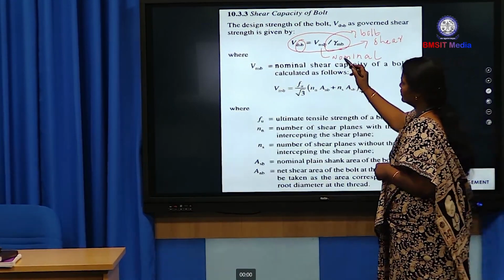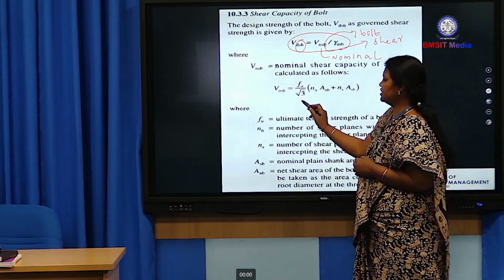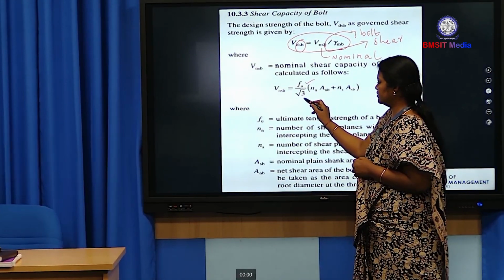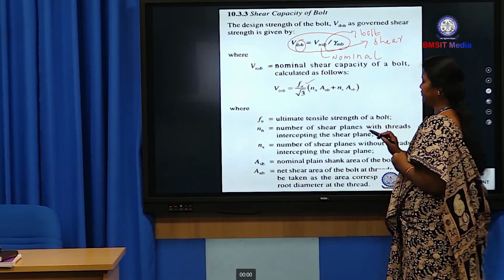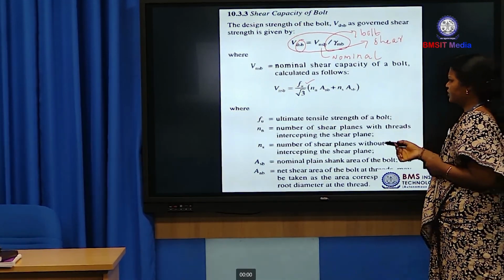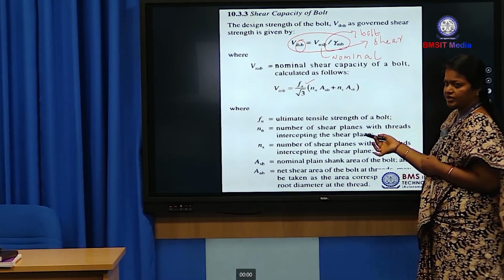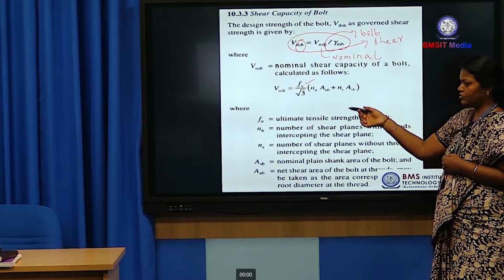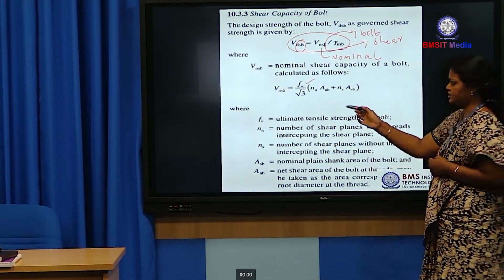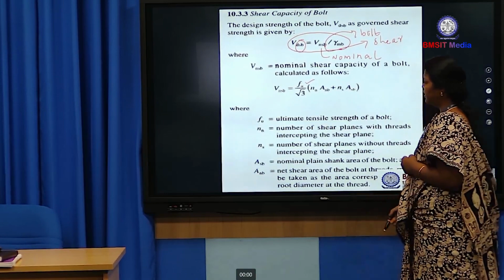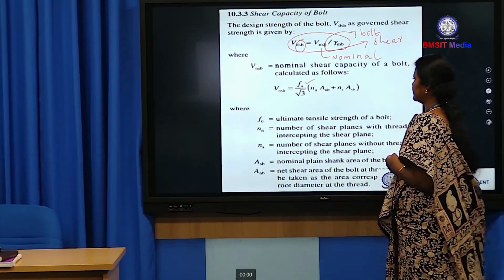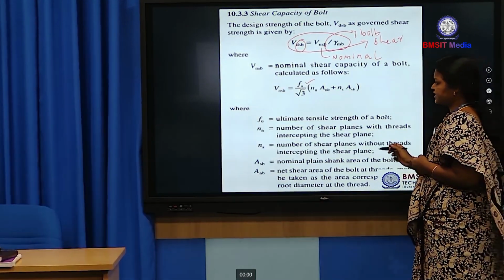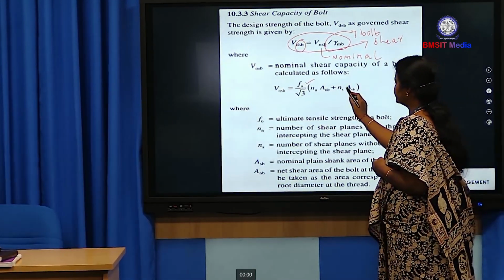Now, coming to VNSB. VNSB equal to FU divided by root 3 into (NN ANB plus NS ASB). Same formula only. We know stress equals load by area, so load equals stress into area. This is the stress, this is the area. We are using a factor of root 3 here. Now, what is NN and what is NS?